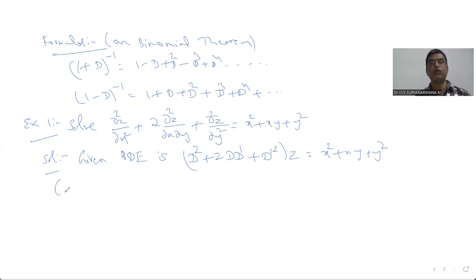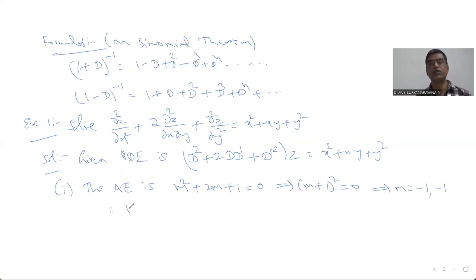Now directly go to step number 1. In step number 1, first we'll write the auxiliary equation. The method of writing the auxiliary equation is simply replace D with m and D' with 1. So D square becomes m square, 2 D D' becomes 2 into m into 1, 2m, plus D' square becomes 1 square, equal to 0. So this is nothing but (m plus 1) whole square equal to 0, which becomes m equal to minus 1, minus 1. So the roots are same.